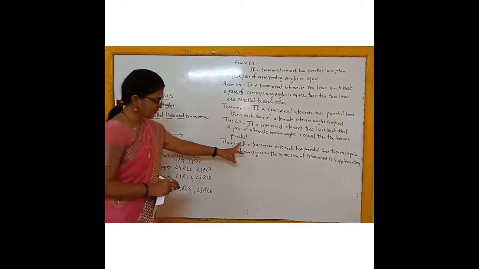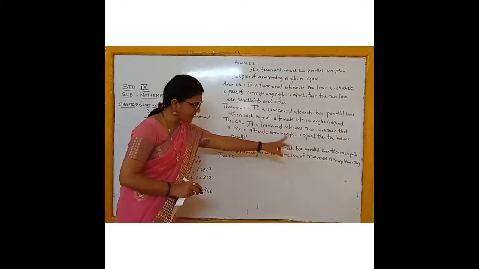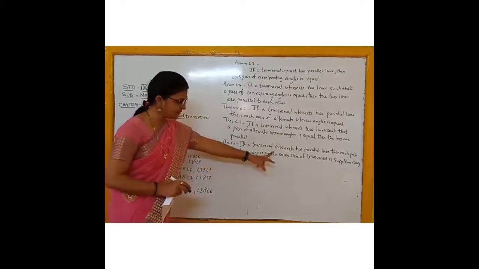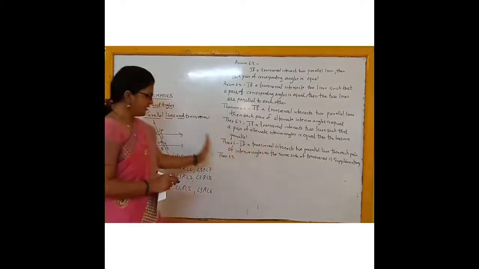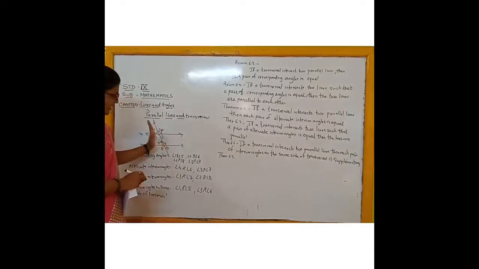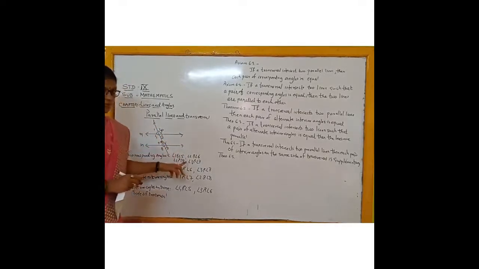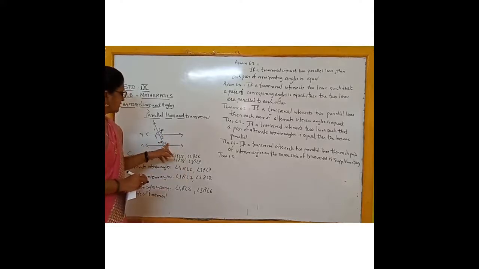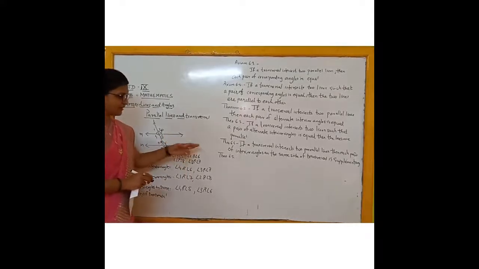Now theorem 6.4. If a transversal intersects two parallel lines, then each pair of interior angles on the same side of the transversal is supplementary. If the transversal T intersects two parallel lines M and N, then each pair of interior angles on the same side of the transversal is supplementary. That is, angle 4 plus angle 5 is equal to 180, angle 3 plus angle 6 is equal to 180. Now theorem 6.5.